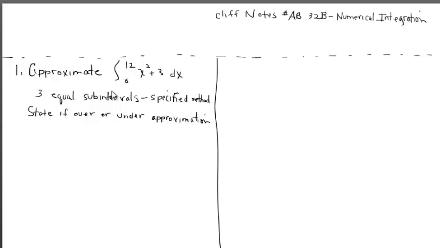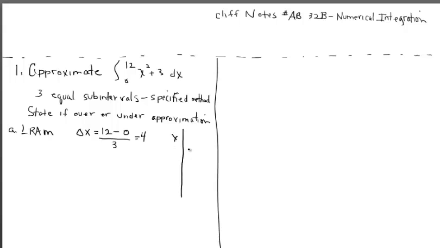All right, we're going to approximate this integral with 3 equal subintervals given the specified method, and state if it's an over or an under approximation. For part A, we're going to do a left RAM, left rectangular approximation method. We have 3 subintervals, so the change in x is b minus a over 3, 12 minus 0 over 3 subintervals, and the width of each of them is going to be 4.